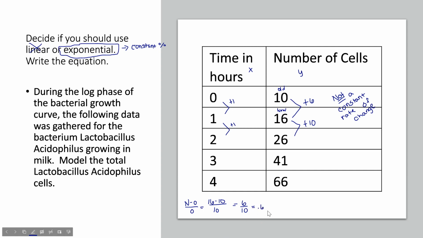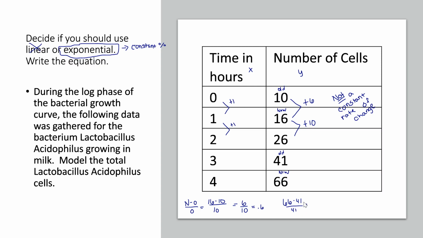And so then the next thing that I need to do is to check, does that hold out with the rest of the data? Is it truly a constant percent? So I'm going to pick the last two here, and truly any other two would work. So I'm going to use this as my old value and the 66 as my new value, and I'm going to check it out. So 66 minus 41 divided by 41.